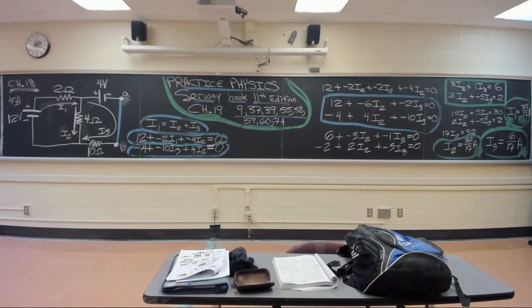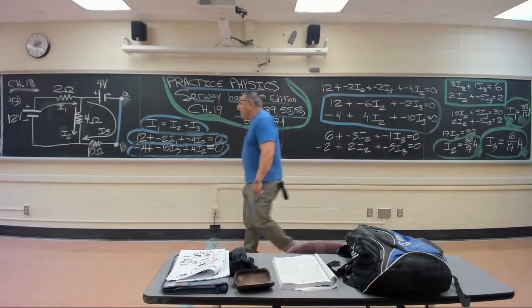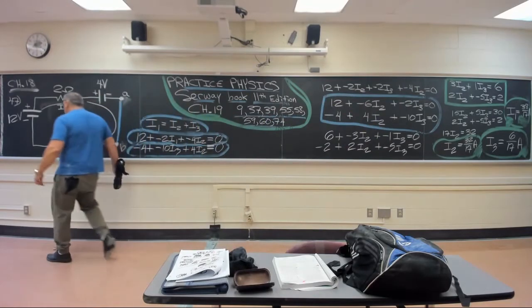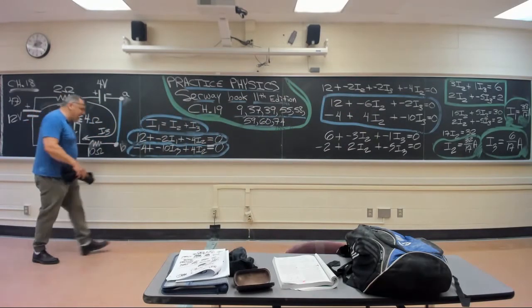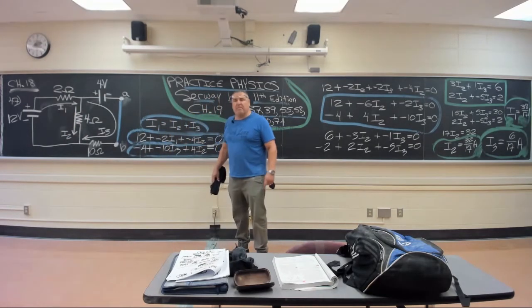38 over 17 amps. That's 2 4/17 amps total. It breaks up like this: 6 over 17 amps and 32 over 17 amps. They're all positive. They're all positive means the diagram we drew is correct. The diagram that we drew is correct. The currents are flowing as we have them depicted.